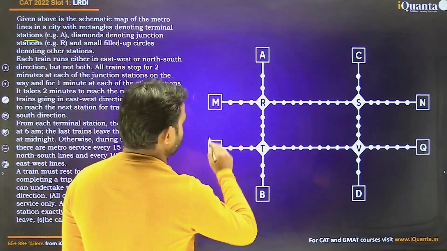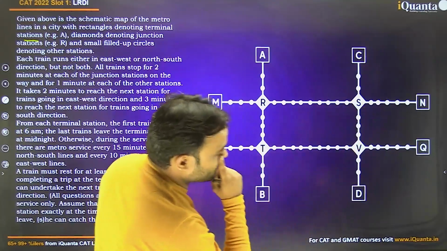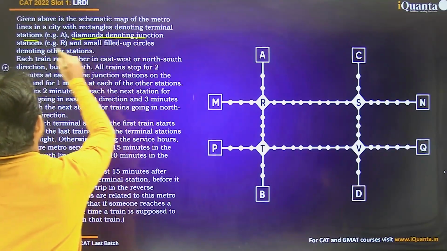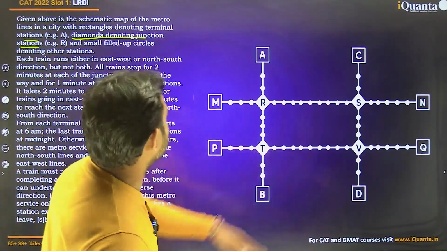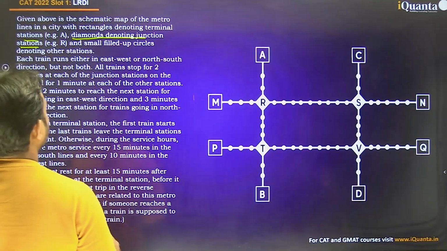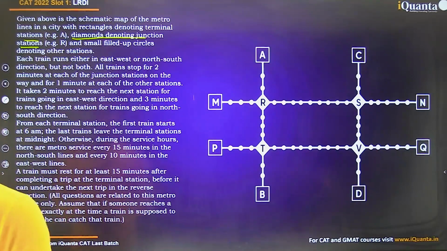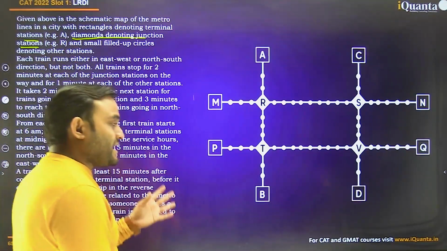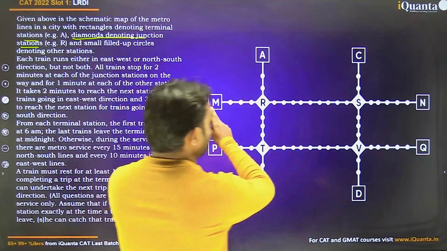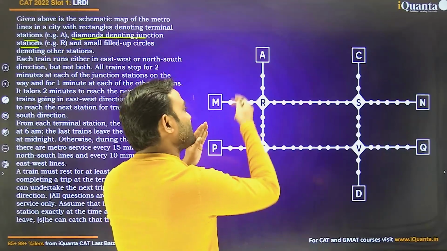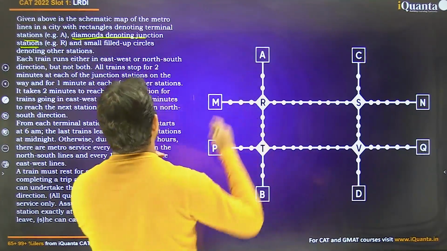So A, M, P, B, D, C, N, O, Q, these are terminal stations. Diamonds denoting junction stations, so R, T, V, S, these are junction stations. And a small filled circle denoting other stations. See, each train runs either in east-west or north-south direction, but not both. So one train can travel from west to east or east to west, but it cannot travel north to south. For that, there is a different train.